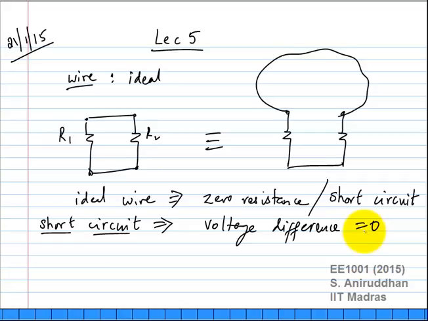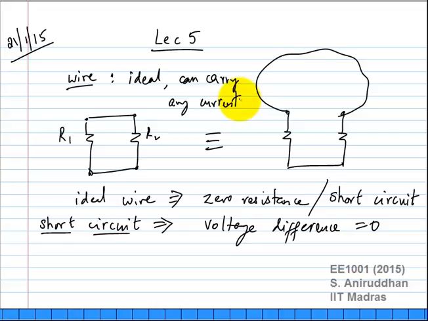Similarly, I said a wire is ideal, with zero resistance and so on. It is also assumed that a wire can carry any amount of current. It's an ideal wire, it can carry any amount of current. So a short circuit is defined as a voltage difference.